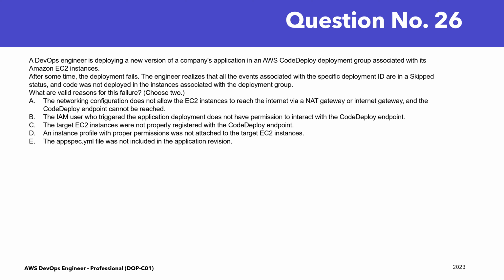Choose 2. A. The networking configuration does not allow the EC2 instances to reach the Internet via a NAT gateway or Internet gateway, and the CodeDeploy endpoint cannot be reached. B. The IAM user who triggered the application deployment does not have permission to interact with the CodeDeploy endpoint. C. The target EC2 instances were not properly registered with the CodeDeploy endpoint. D. An instance profile with proper permissions was not attached to the target EC2 instances. E. The appspec.yml file was not included in the application revision. Correct answer, B and C.